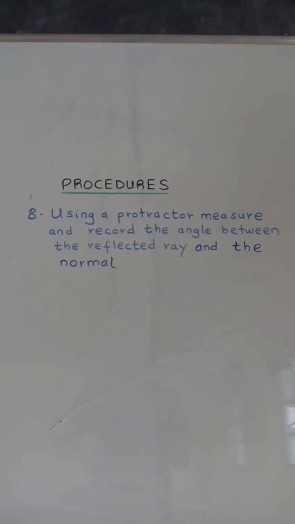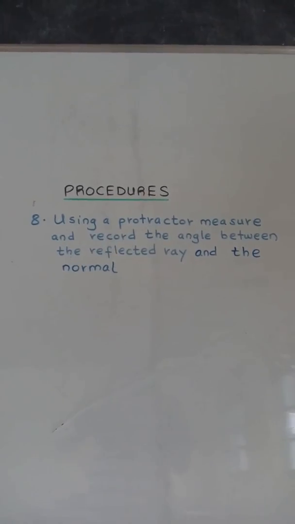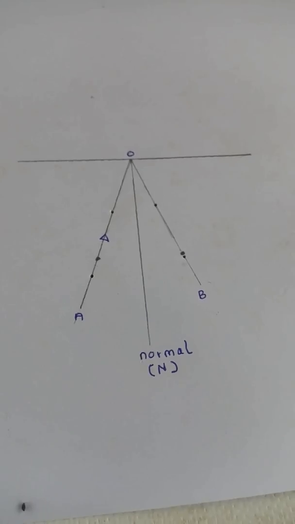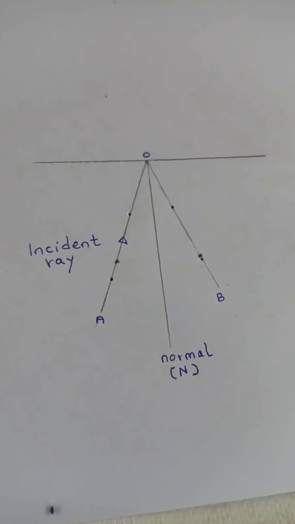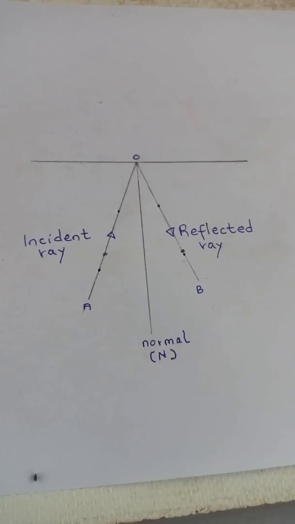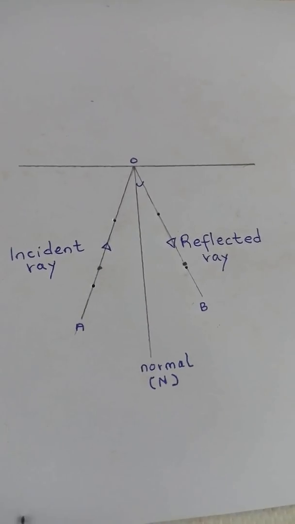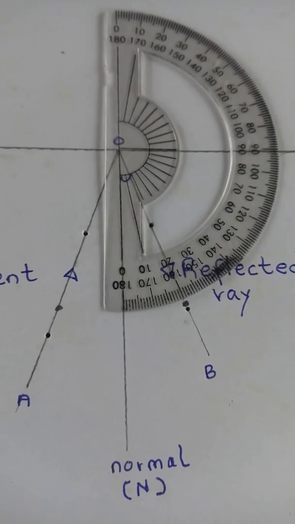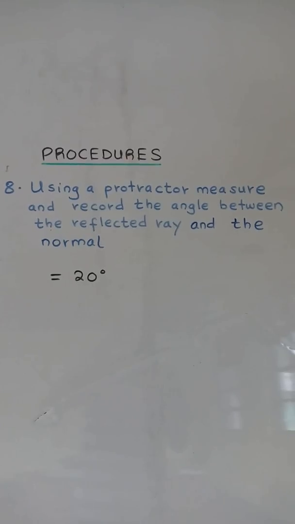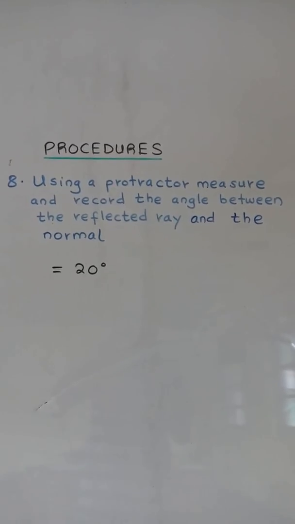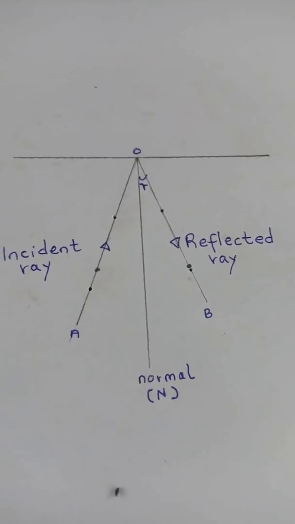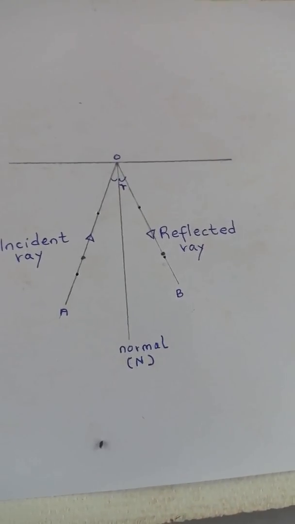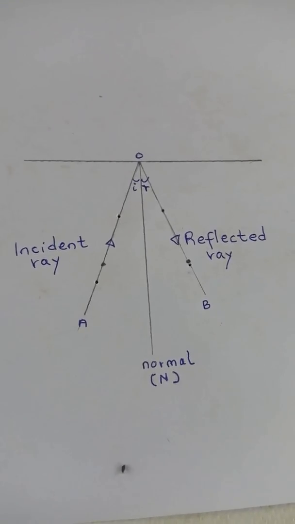Number 8. Using a protractor, measure and record the angle between the reflected ray and the normal. Incident ray, reflected ray. The angle between reflected ray and normal, which is 20 degrees, is called the angle of refraction. Then the angle between incident ray and the normal is called the angle of incidence.